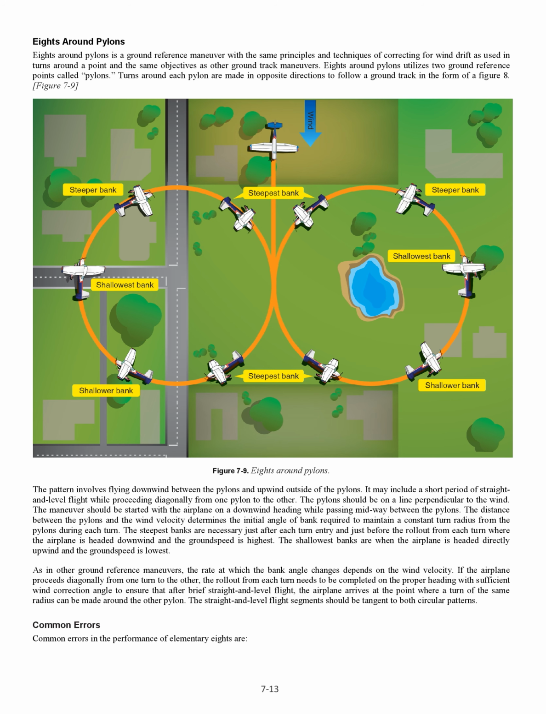It may include a short period of straight and level flight while proceeding diagonally from one pylon to the other. The pylon should be on a line perpendicular to the wind. The maneuver should be started with the airplane on a downwind heading while passing midway between the pylons.